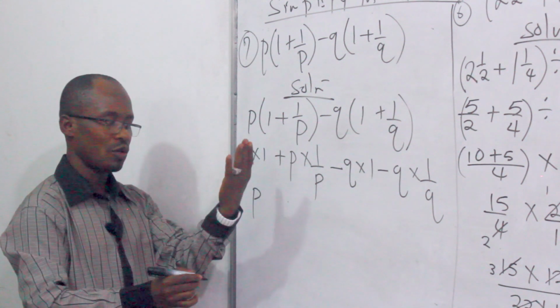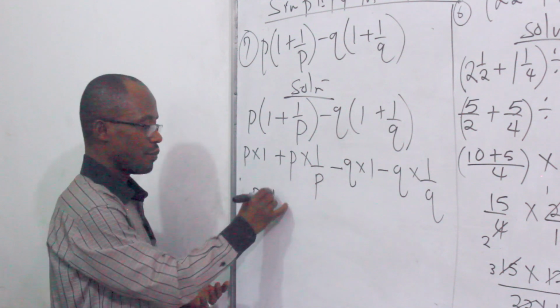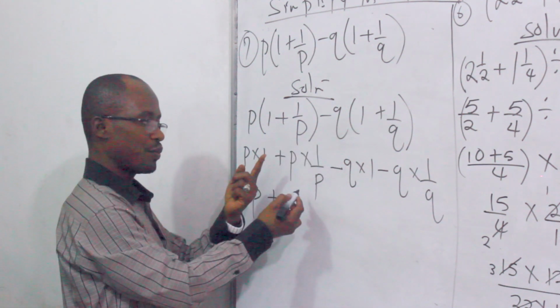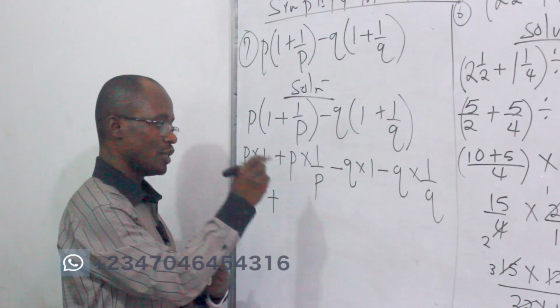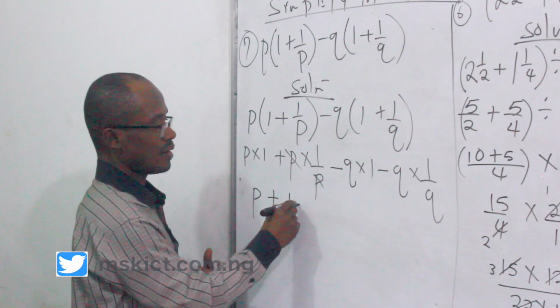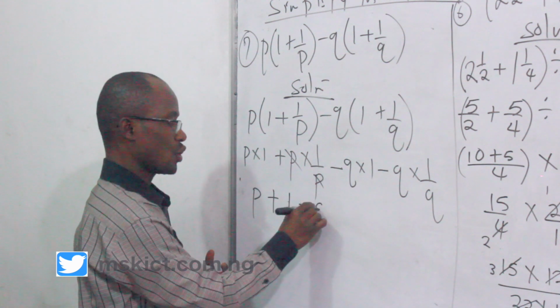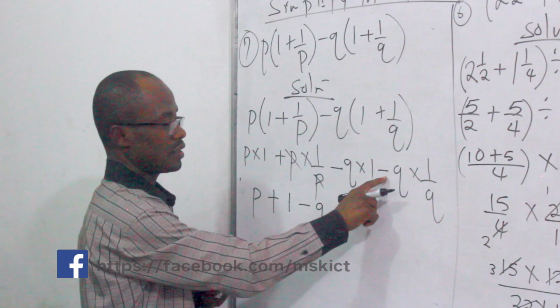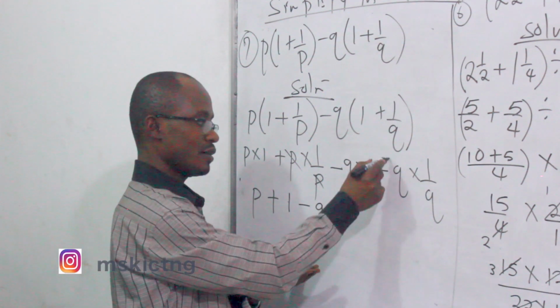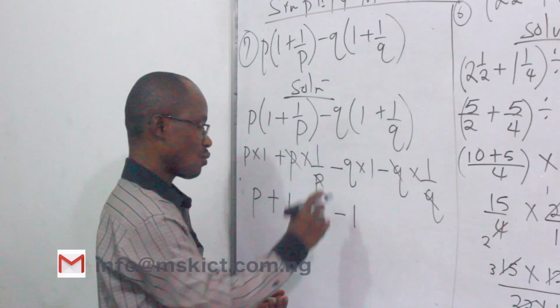Now we can simplify. What is p times 1? p. It's just like a mirror. When you look at a mirror, you always see your image. Then plus p times 1 over p, this is now the inverse of p. A number times its inverse is unity. P, we cancel p, the result is 1. Then minus q times 1 will give you q. Then this minus again. Then q times 1 over q, the inverse. This we cancel, leaving behind 1.